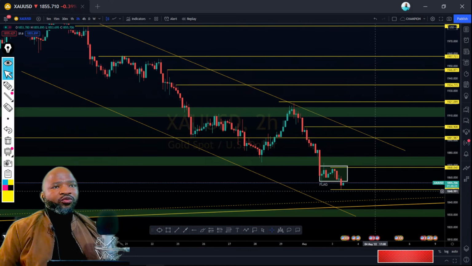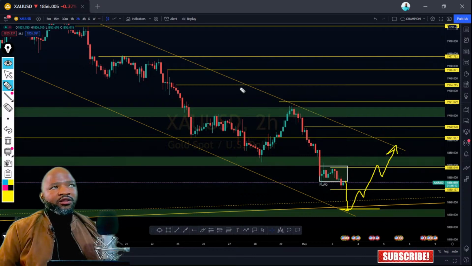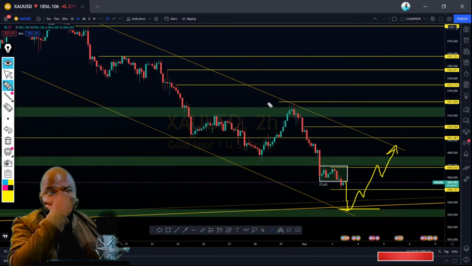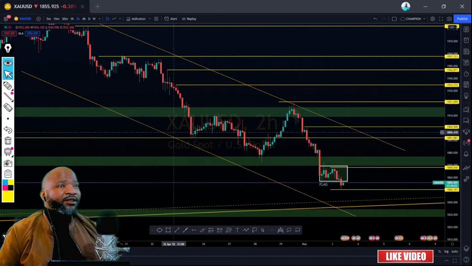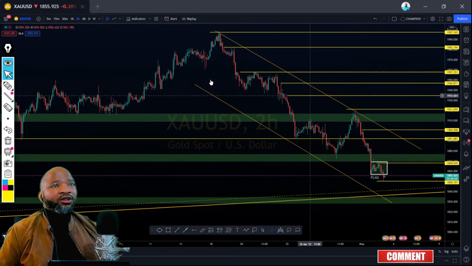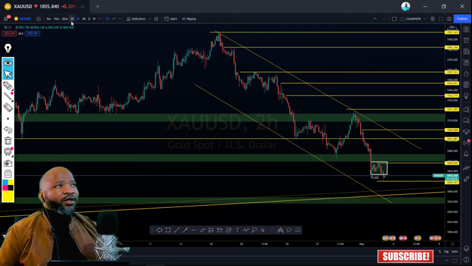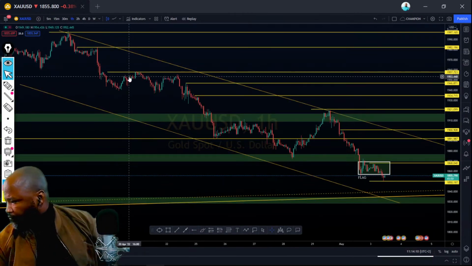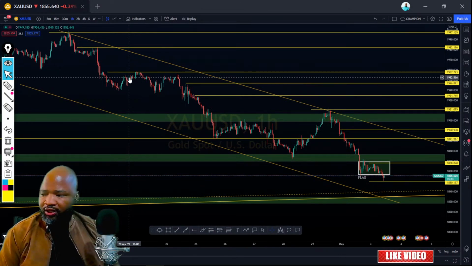We still have to wait for the price to reach this level before we could see our price pushing towards the upside. So this is a bearish trend. Don't forget that our price, gold, is bearish. I hope this is very visible to you guys. Let's go to the 1 hour time frame. Let's check out the 1 hour time frame.